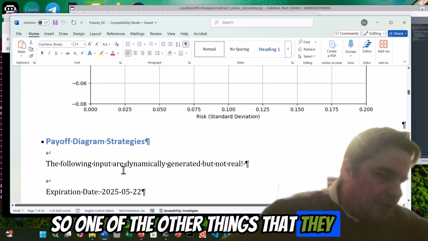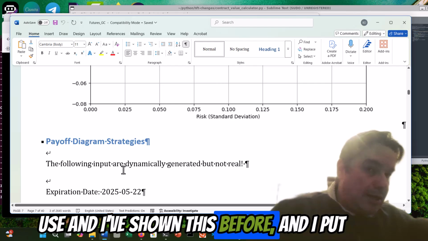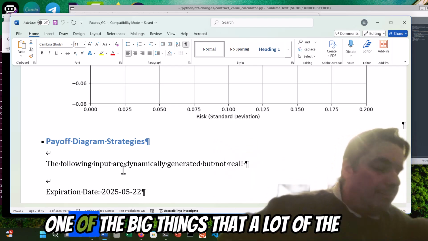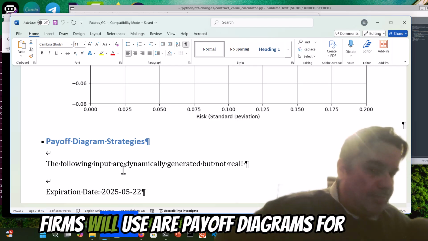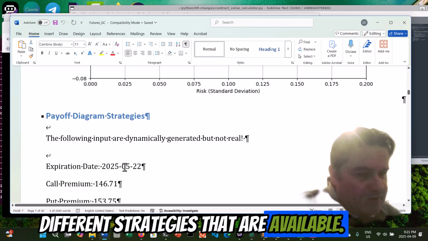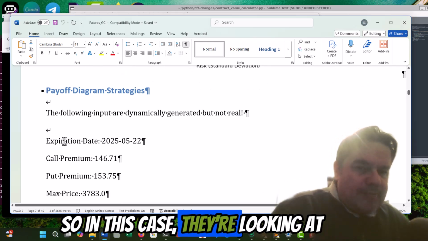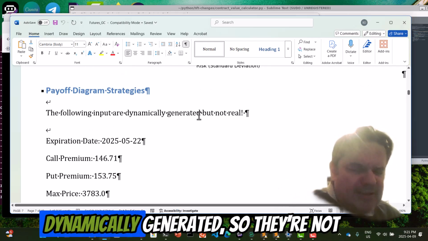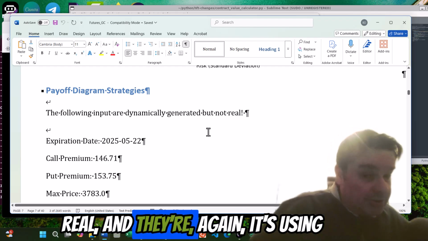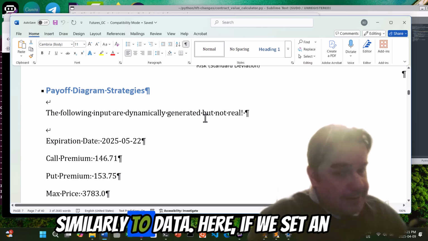So one of the other things that they use, and I've shown this before, and I put about 5, 10 videos out when I worked on this. One of the big things that a lot of the firms will use are payoff diagrams for different strategies that are available. So in this case, they're looking at dynamic. These are dynamically generated, so they're not real, and again, it's using simulated data.